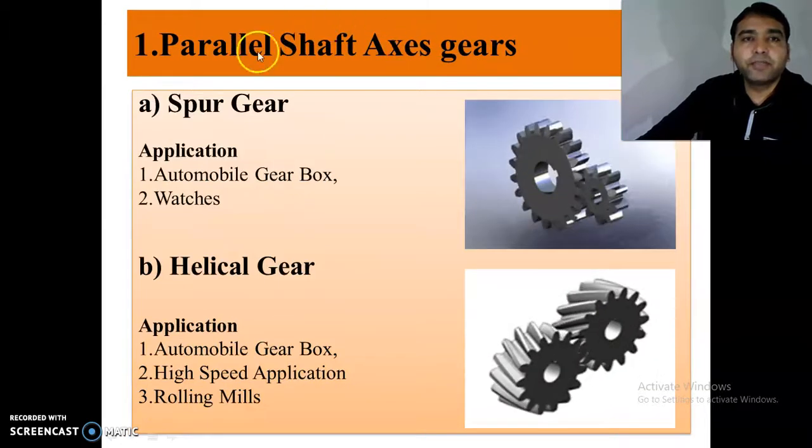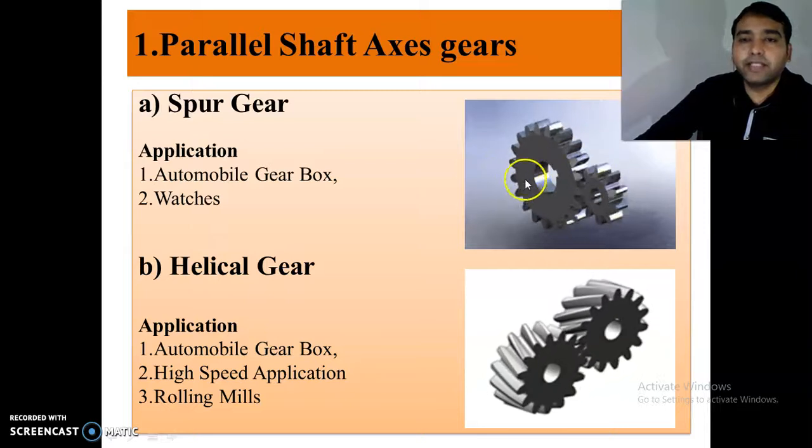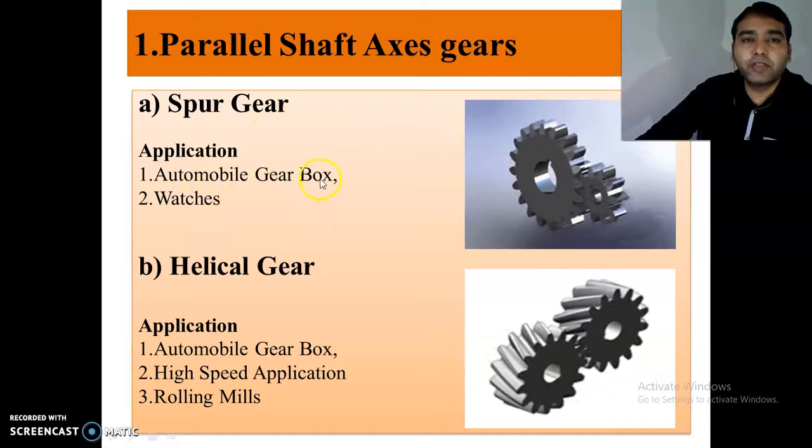Now start first, parallel shaft axis gear. When two shafts are parallel to each other, then spur gear are used. What does spur gear mean? When the axis of the teeth is parallel to the axis of the shaft, it is called a spur gear. So spur gear is used in the automobile gearbox, watch, etc.